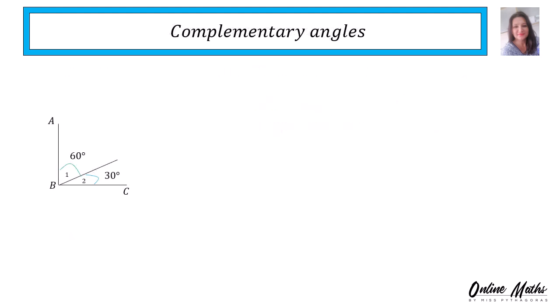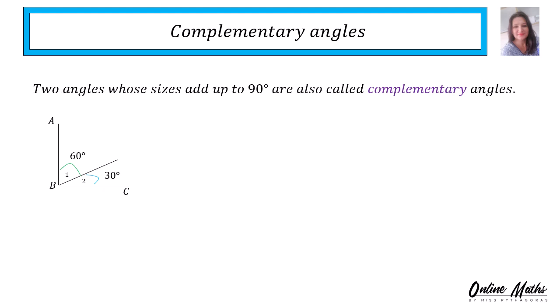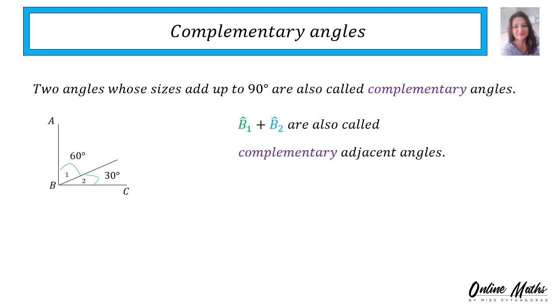There is also something we call complementary angles. Two angles whose sizes add up to 90 degrees are called complementary angles. Angle B1 plus B2 are called complementary adjacent angles.